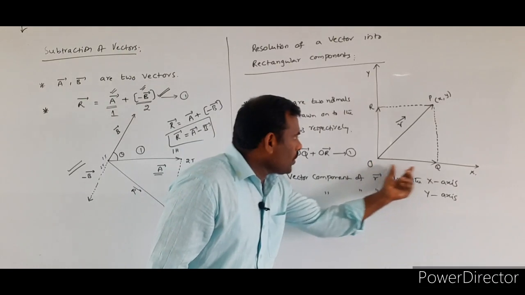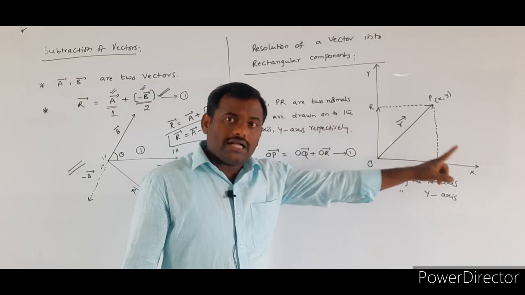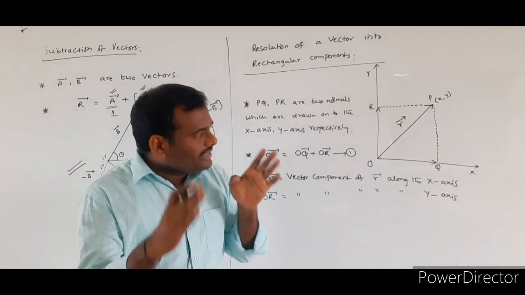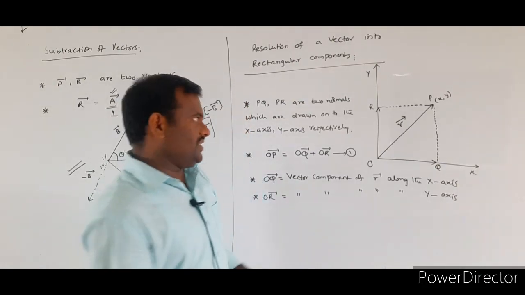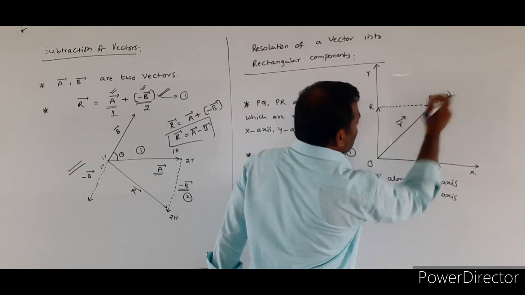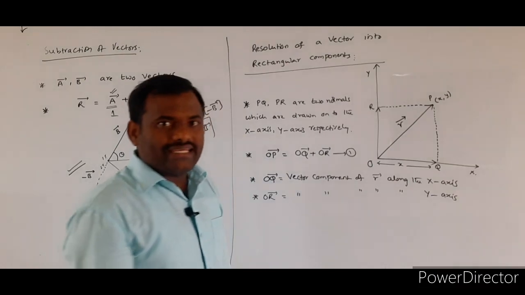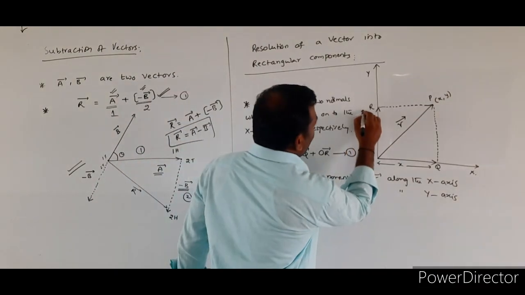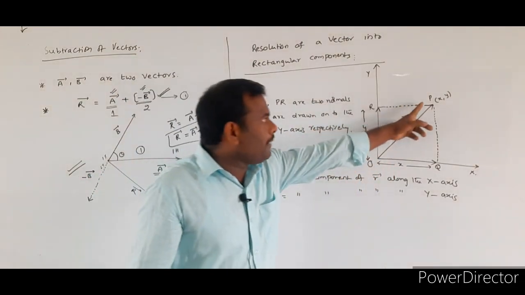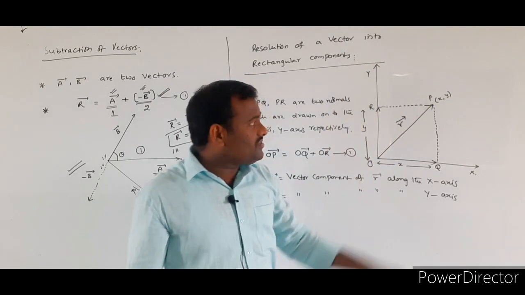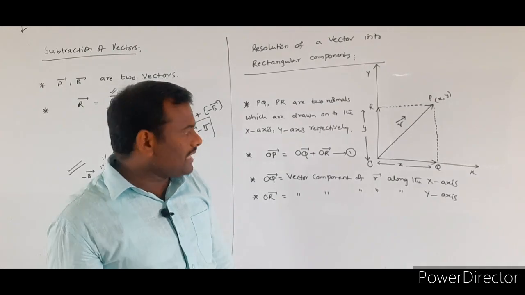That means OQ bar comma OR bar are also vector quantities. Since they also represent vector quantities, they have a definite magnitude as well as direction. From this point P of x comma y, OQ magnitude is equal to x, and OR magnitude is equal to y. From the given figure, x is indicating the magnitude along the x-axis, y is indicating the magnitude along the y-axis.